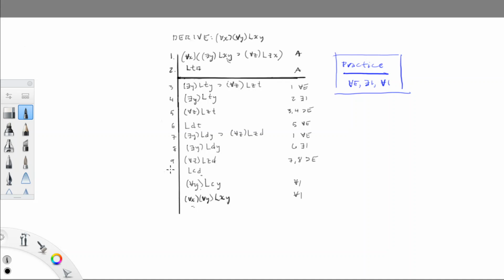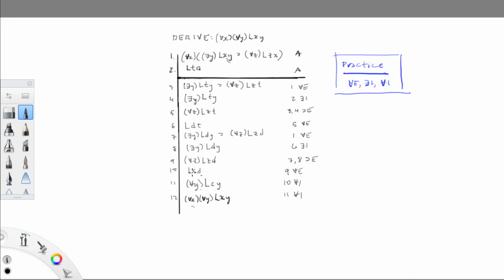So now, let's look at lines 10, 11, and 12. If we look at lines 9 and 10, how are they related to each other? Well, line 10 is an instance of line 9. We can drop the quantifier, and the result would be LZD. If we replace Z with C, boom, we get line 10. So line 10 comes from line 9, universal elimination. Then line 11 comes from line 10, universal introduction. And line 12 comes from line 11, universal introduction.